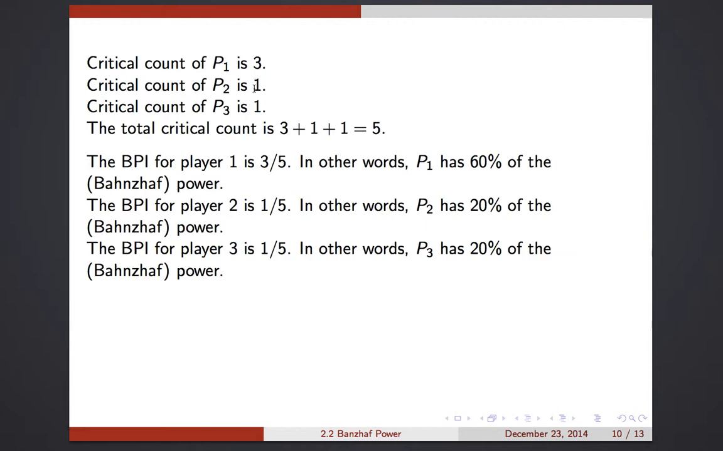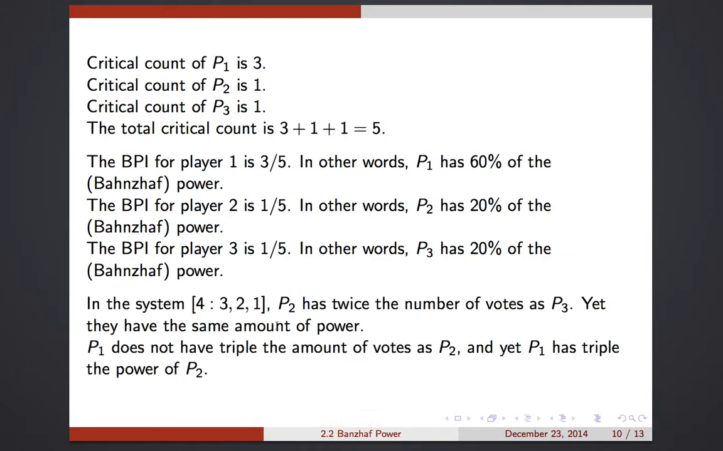Well, once you have the critical counts and once you have the total, to find the power of each player, just take his critical count and divide by that total. So the power of player 1 is 3/5. So in other words, in plain English, what we're saying is that player 1 has 60% of the power in this system, according to Banzhaf. And Banzhaf is misspelled, but whatever. And player 2, well, his power is his critical count, which is 1, divided by the total. So the Banzhaf power for player 2 is 1/5, which is 20%. So player 2 has 20% of the power, and by the same token, player 3 has 20% of the power.